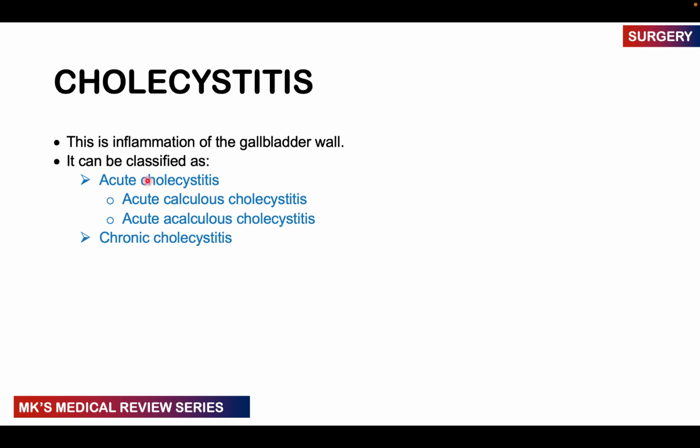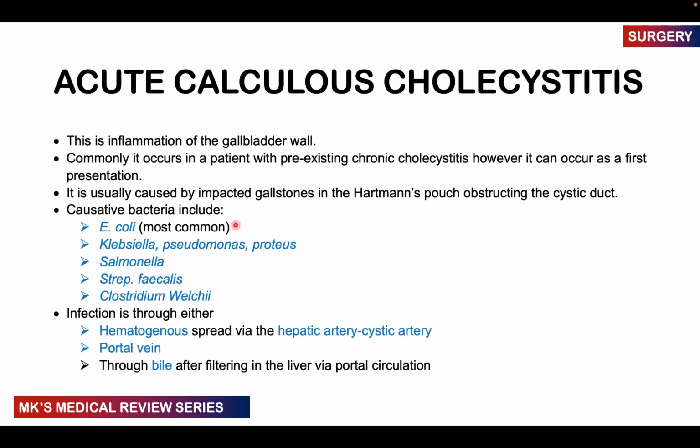and prolonged episodes. With the acute cholecystitis, it may be associated with gallstones, what we call acute calculous cholecystitis, or it may not be associated with gallstones, what we refer to as acute acalculous cholecystitis. So we'll begin by talking about acute calculous cholecystitis, the one that's associated with gallstones.